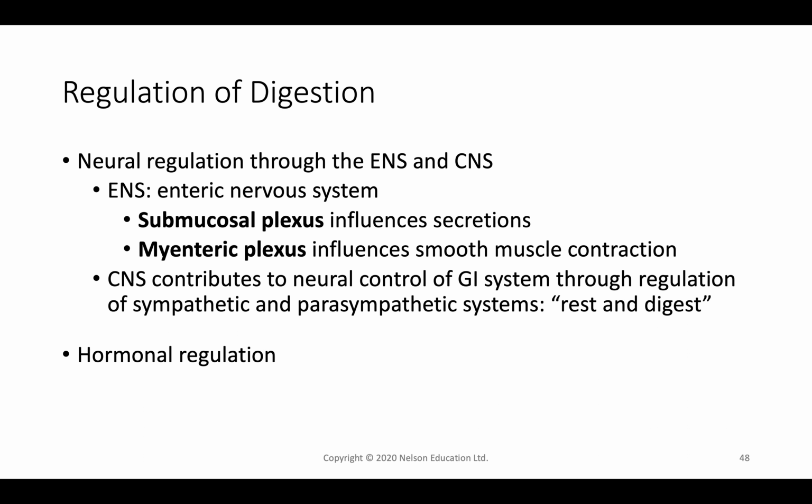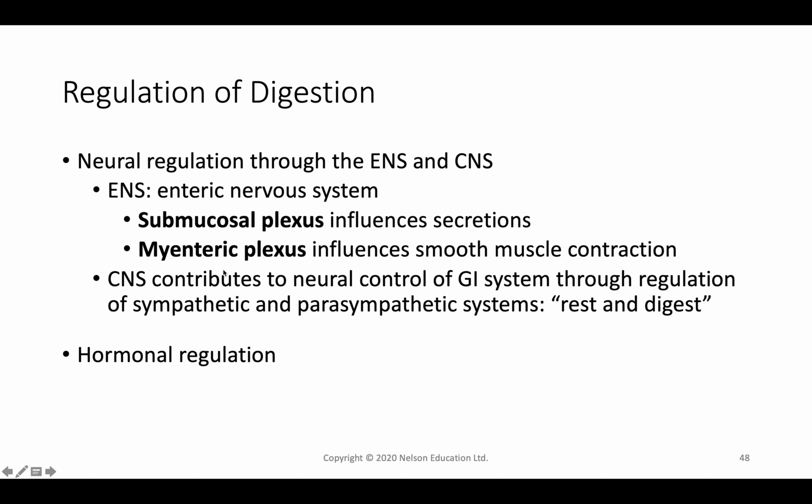All right, so we are also going to have neural regulation of digestion, and we do that through the enteric and the central nervous system. So the enteric nervous system is going to innervate the submucosal plexus and the myenteric plexus that I pointed out earlier. Remember, the submucosal plexus is going to be involved in the secretory pathway, and the myenteric plexus is going to induce the contraction of the smooth muscle. So it's going to coordinate the muscle contractions of the circular and the longitudinal muscles.